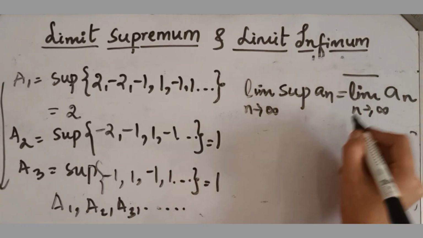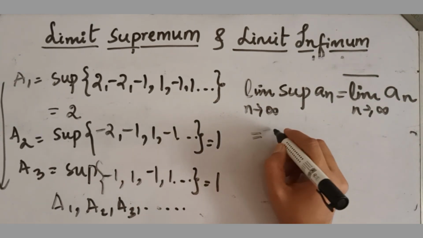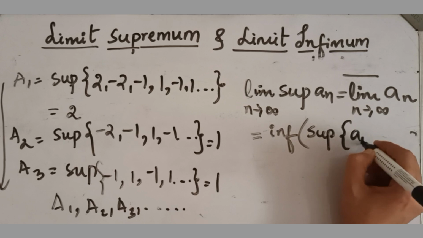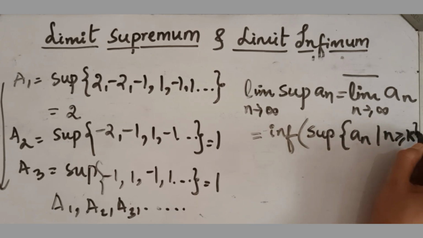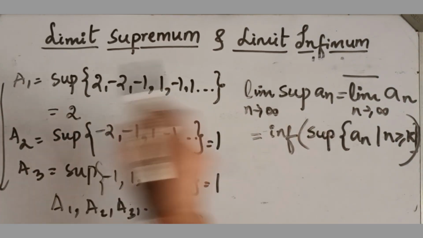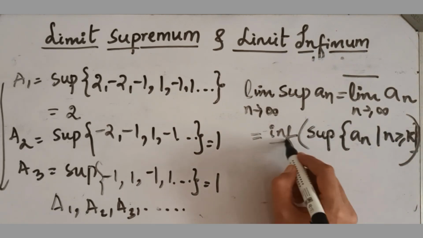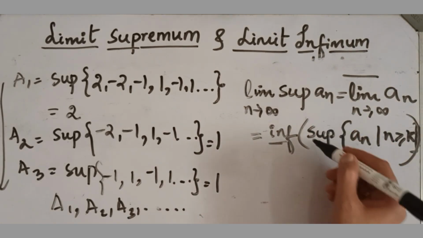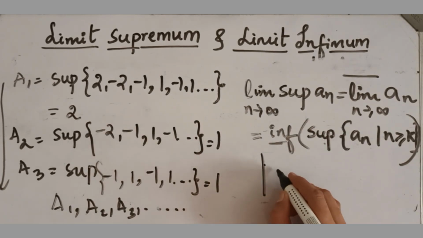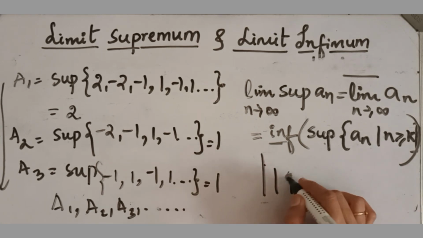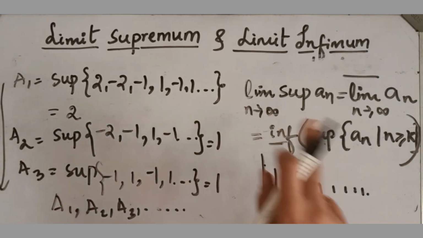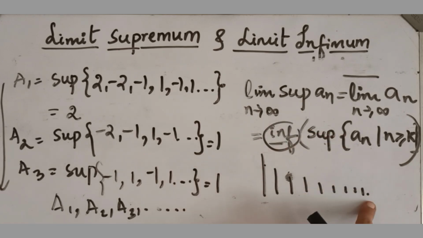One more way to write this is equal to infimum of supremum of an, where n is greater than or equal to k. Supremum of an, that is what? A1, then A2, then A3. So you have to find here the infimum. First you have to get the supremum and then you have to find the infimum, not supremum again. That is because initially the largest value, then you will get the second smallest, then another smaller value, smaller value, like this, because it is a monotonically decreasing sequence. That's why you are finally finding the infimum, not supremum again.